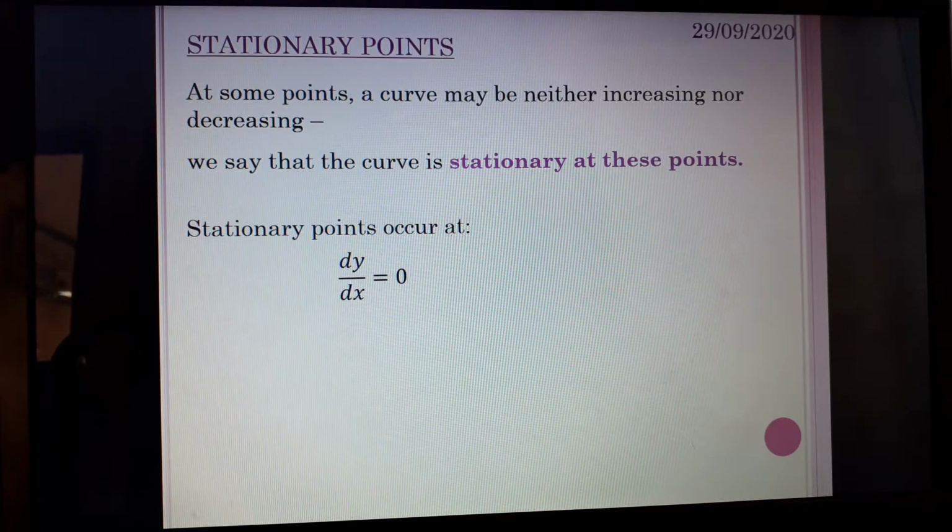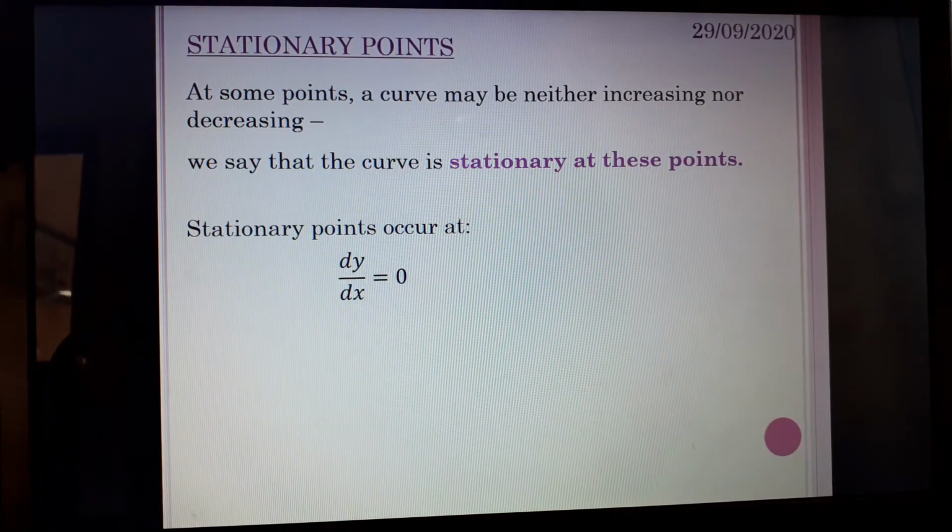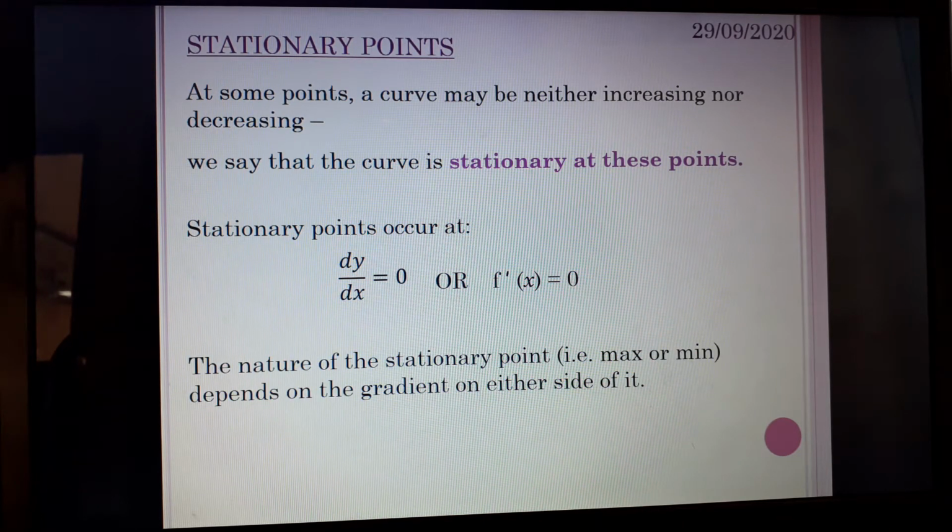Now remember that dy by dx or f dash of x is equal to the gradient, and if you were to draw a tangent at a point where a graph is turning, it would be a horizontal line, so the gradient would be 0 at a turning point. Therefore we can deduce that dy by dx is equal to 0, or f dash of x is equal to 0. So the derivative is equal to 0 at stationary points because stationary points are turning points.